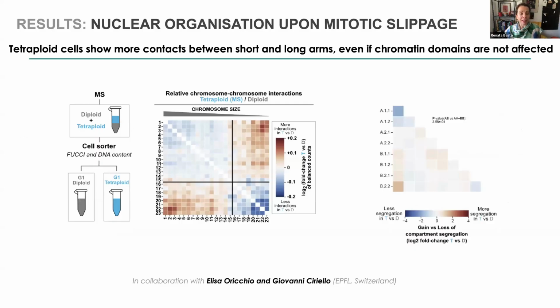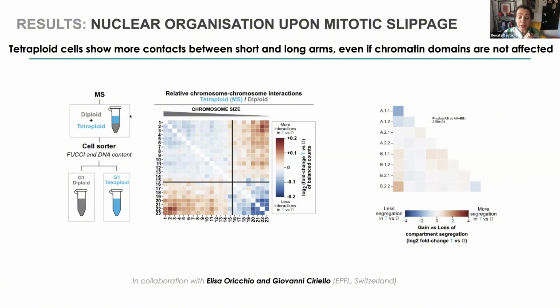Now, we wanted to have an idea if these differences in nuclear compaction, or at least in nuclear behavior, could be explained by differences in nuclear organization. And so Simon set up this method where, after induction of mitotic slippage, diploid and tetraploid cells can be separated through FACS, taking into consideration the stage of the cell cycle and DNA content.